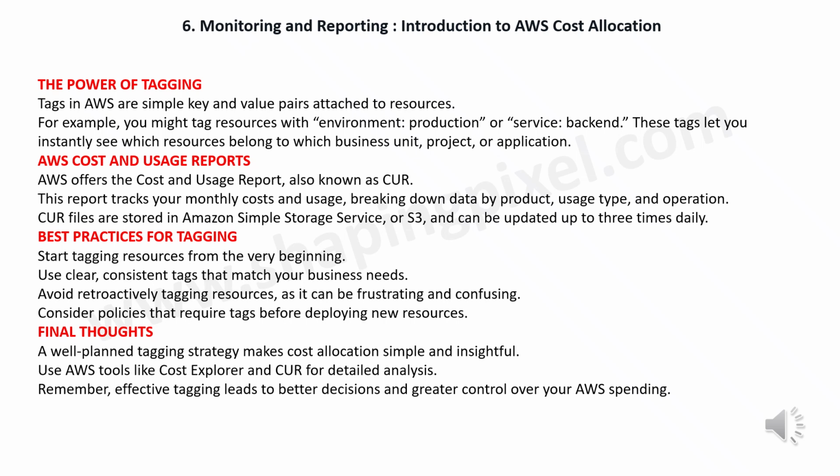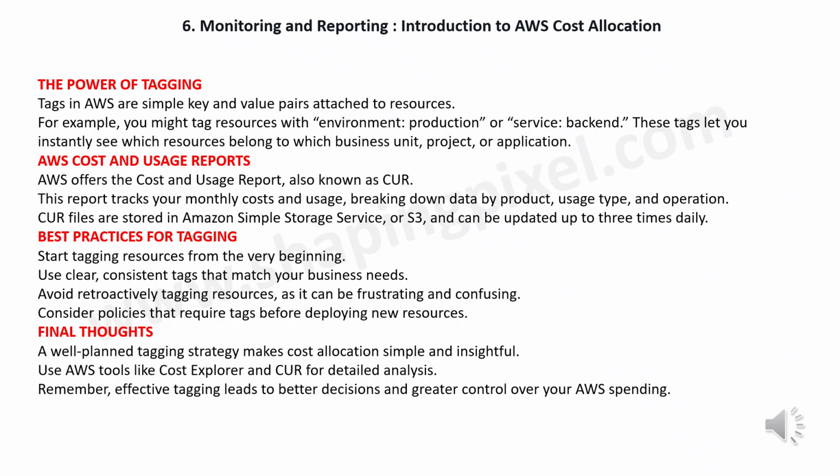AWS offers the Cost and Usage Report, also known as CUR. This report tracks your monthly costs and usage, breaking down data by product, usage type, and operation. CUR files are stored in Amazon Simple Storage Service, or S3, and can be updated up to 3 times daily.